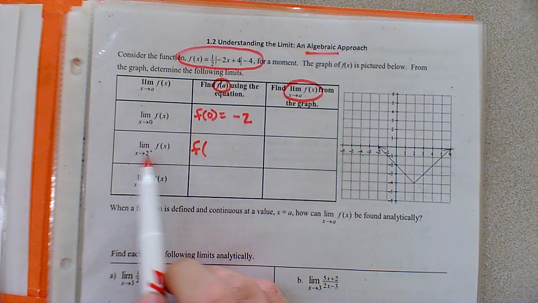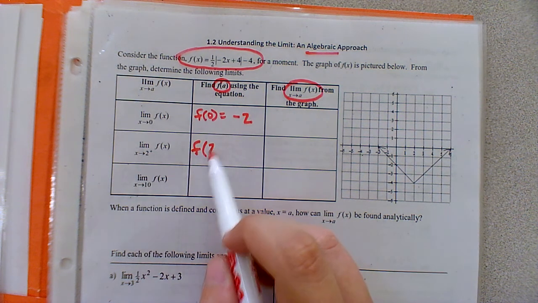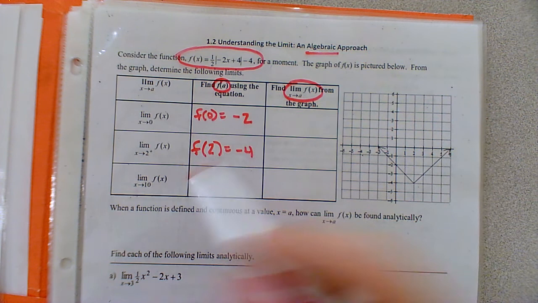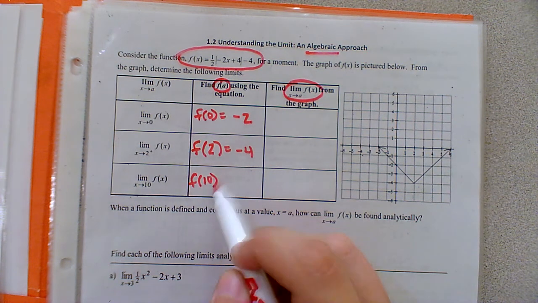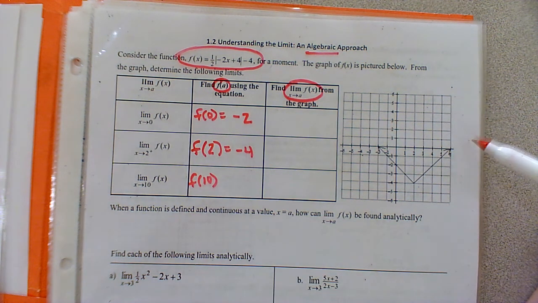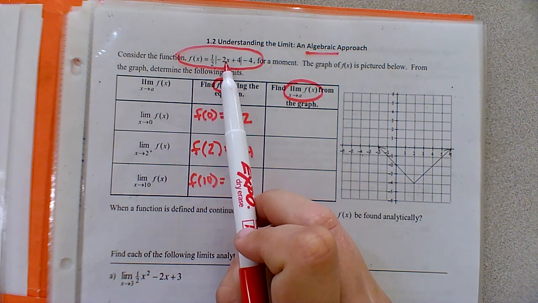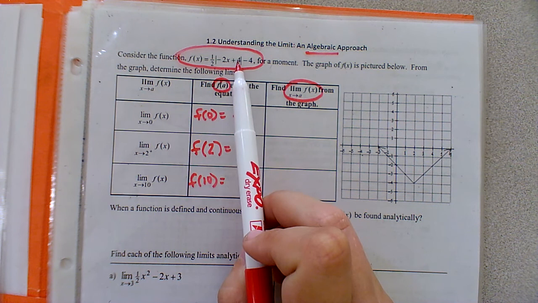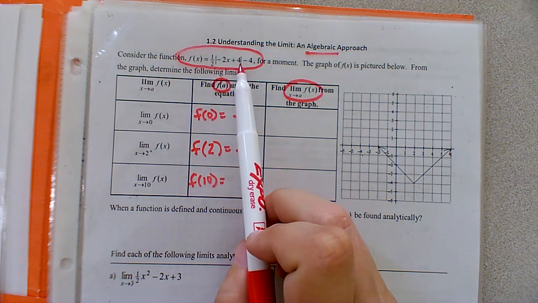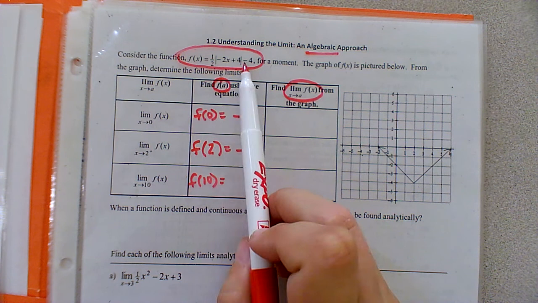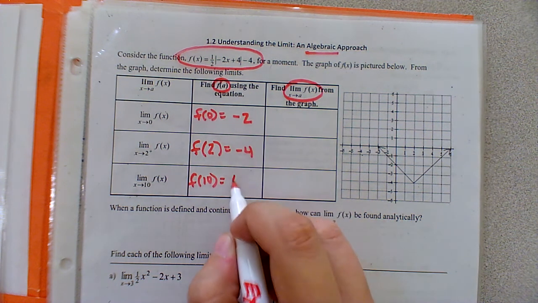Let's see, if we were to plug in 2 into the graph, we would get -4. And if we were to plug in 10, notice how that's off of our graph, so definitely using the equation in this case. -2 times 10 is -20, plus 4 is -16, absolute value changes that to +16, times 1/2 is 8, and -4 would be 4.